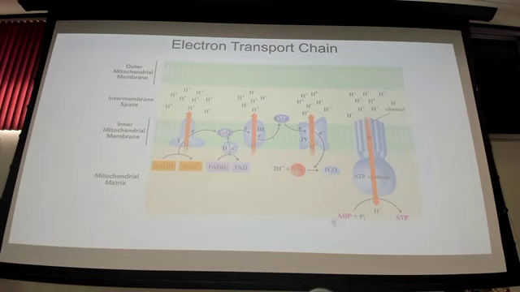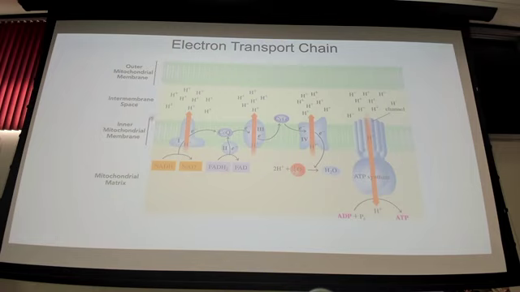At this complex, of very important note, this is the complex where oxygen becomes the final acceptor of electrons, producing a water molecule. Because of this proton gradient that serves as the driving force, all the protons now go down complex 5, which is ATP synthase, to produce ATP.